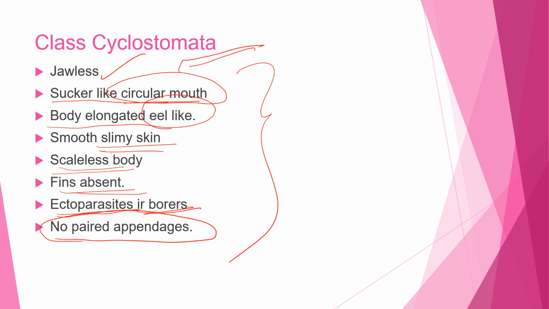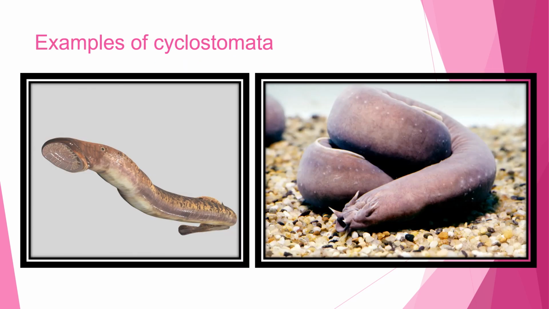Let us move on to the examples of Cyclostomata. The first one is Petromyzon, or lamprey. You can see the sucker. The mouth is round with a sucker, and they have a slimy body without any scales. All the characteristics we have studied match with this example.